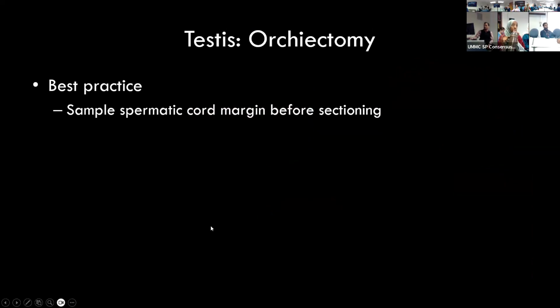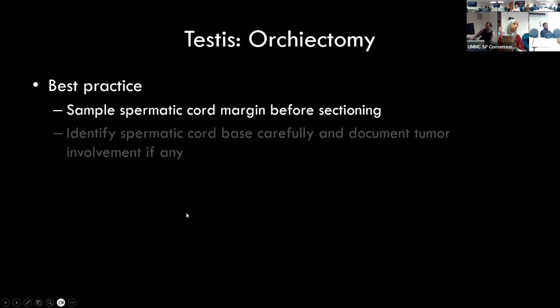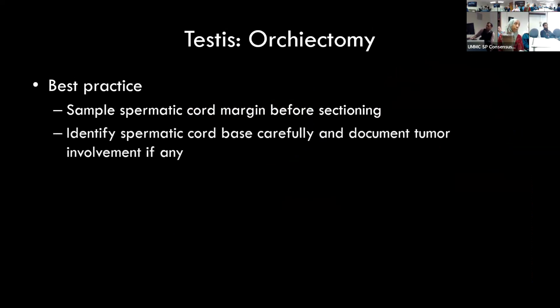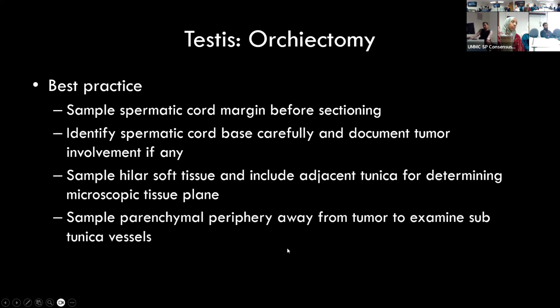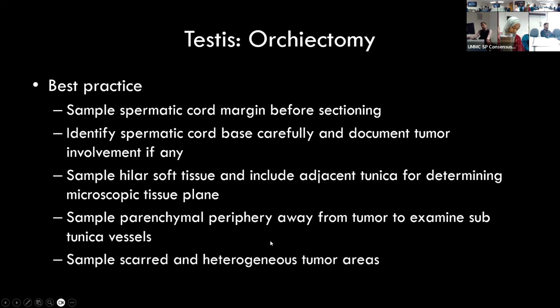Okay, so the best practice for orchiectomy specimens is, number one, sample the spermatic cord margin before sectioning, and then identify the spermatic cord base and the actual spermatic cord carefully. Then sample properly the hilar tissue and adjacent tunica. And do not forget to sample the peripheral parenchyma to look for the LVI.